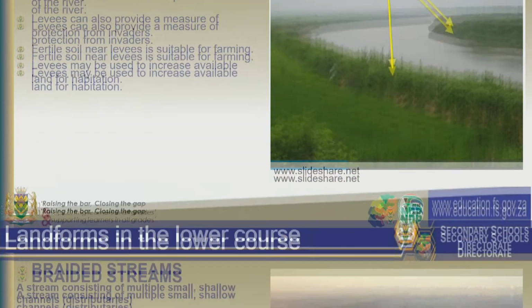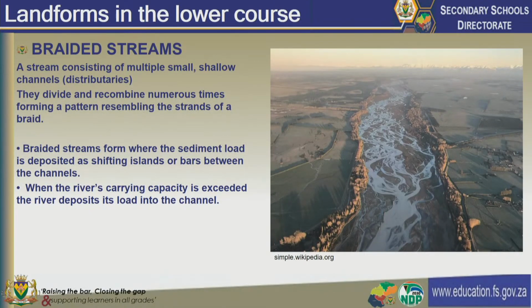Let's move on. Now, very important, another landform that we are looking at now are the braided streams. I want you to look at the picture again. You'll notice that it's in a river channel, the lower course, but you look now, the river is no longer flowing as a single unit of water.